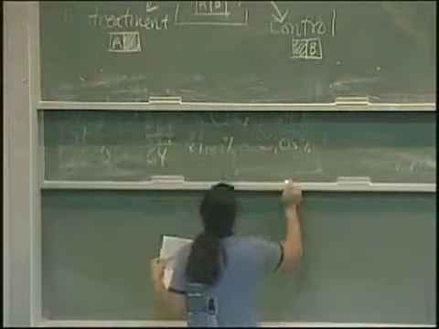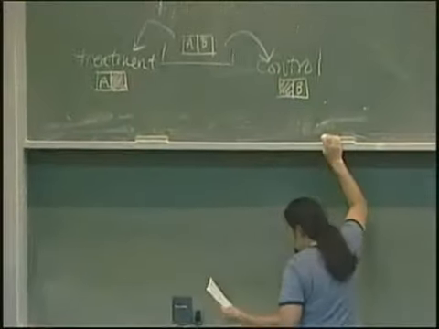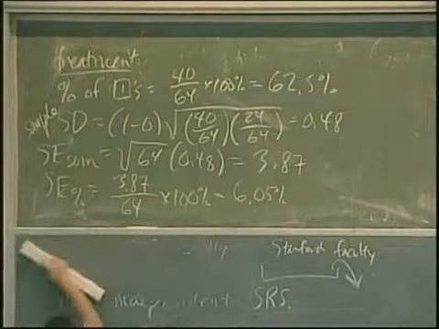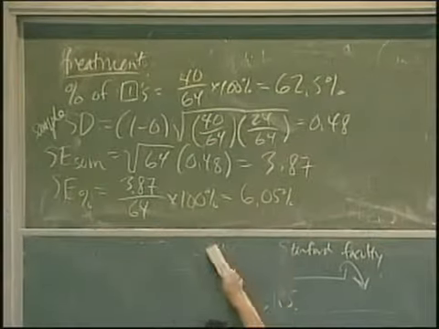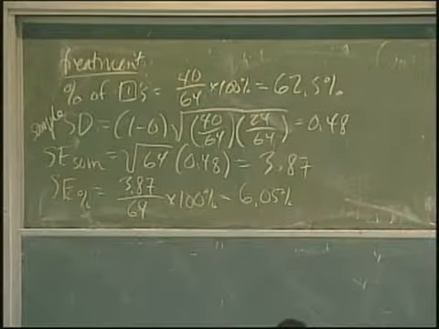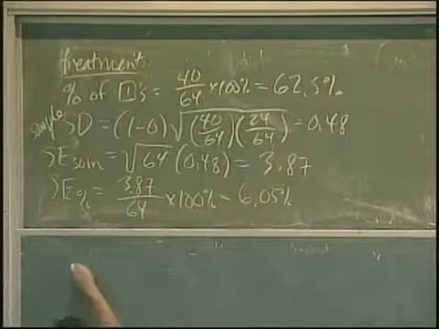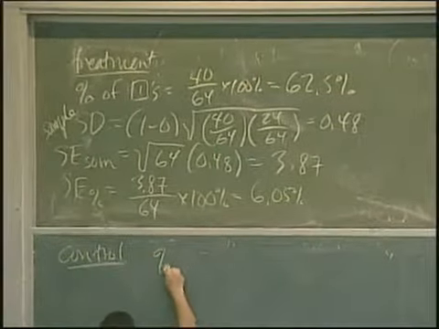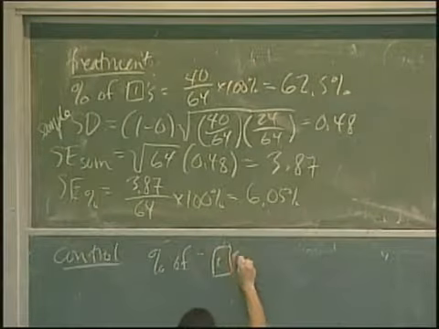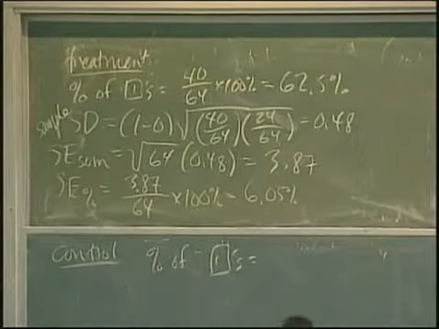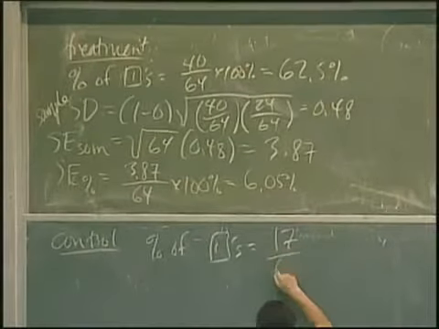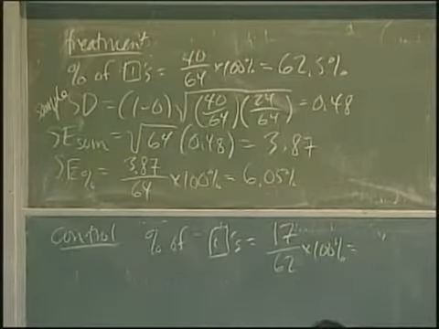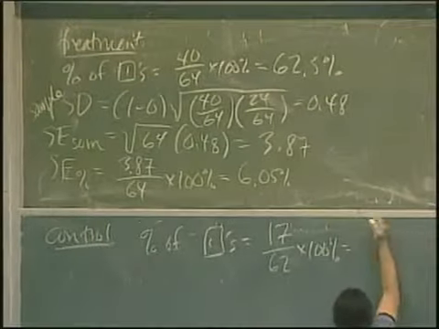Okay. So that's our Botox group. Now for the other group, the control group, the percentage of ones is 17 over 62 times 100%, which is 27.4%.